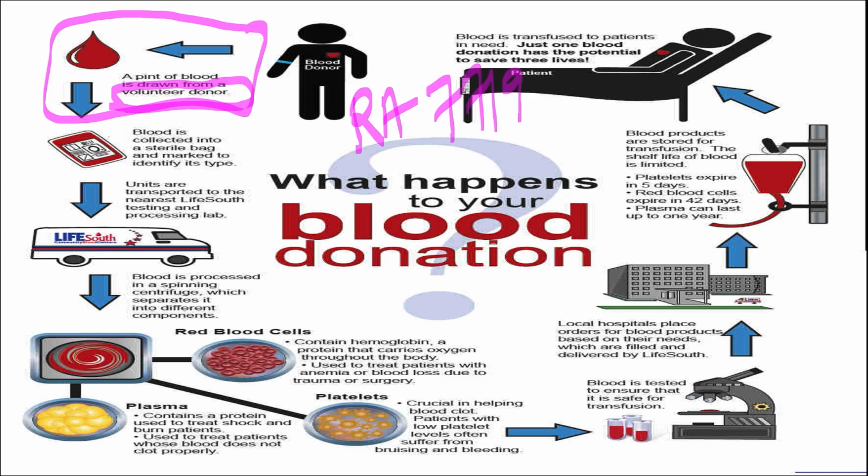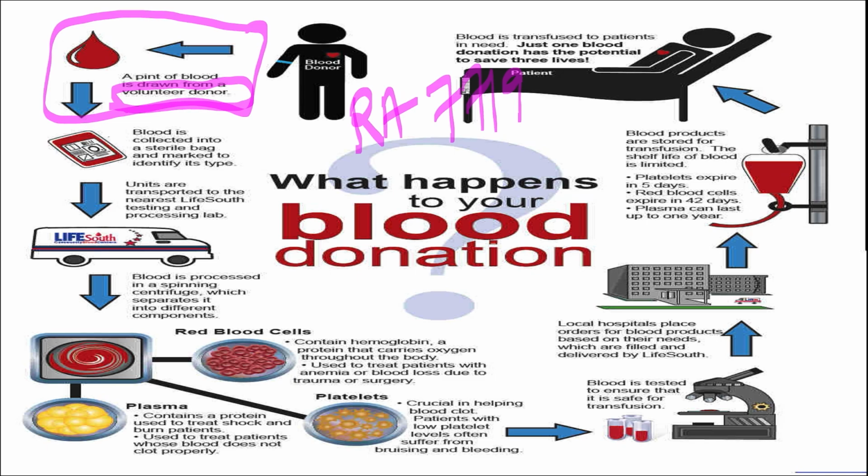Remember that Republic Act promotes voluntary blood donation, and makes sure that we have a sufficient supply of safe blood. Take note of that one. Aside from supplying us with safe blood coming from voluntary donors, it also regulates the blood banks. So again, it promotes voluntary blood donation, provides a sufficient supply of safe blood, and regulates blood banks.